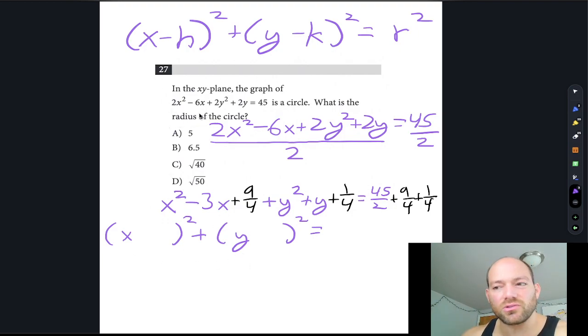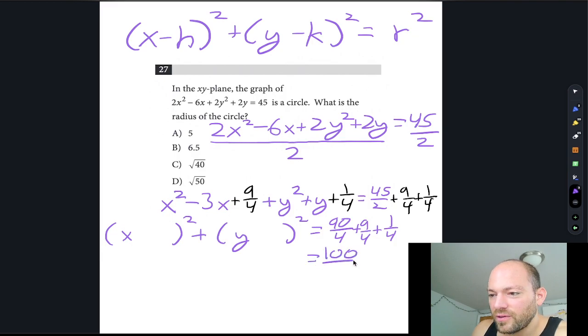Let's just get this into all the same denominator. These are over 4, so 45 over 2 is like saying 90 over 4, plus 9/4 plus 1/4. 9/4 plus 1/4 is 10/4. 10/4 plus 90/4 is 100/4, which is 25. So now I know that r squared is 25, meaning r is 5.